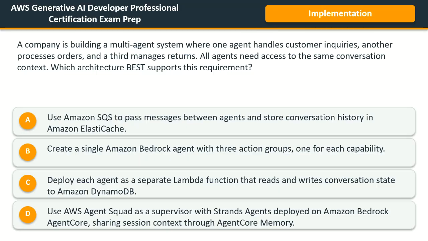Why the other answers are incorrect? A and C require you to build your own orchestration and memory logic. B creates a single monolithic agent, which defeats the purpose of specialized agents. The exam is clearly signaling that AWS wants you to use Agent Core for multi-agent systems. For multi-agent systems on AWS, shared memory belongs in Agent Core. The correct answer is D.